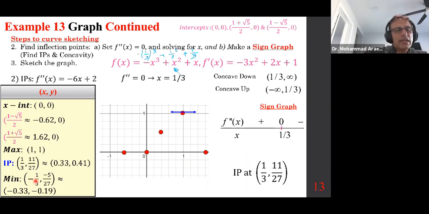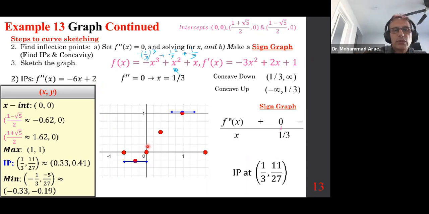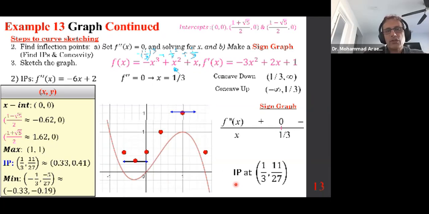Minimum occurs at negative 1/3, negative 5/27. Again, we change it to a decimal for the sake of locating it, okay? And because it's a minimum, also we have an arrow. And remember the end behavior. So we bring it down, we hit the x-intercept, we hit the minimum, and it bounces back up. We hit the next x-intercept, which happened to be a y-intercept. Goes up, hits the maximum, bounces back down, the x-intercept, and it goes down, and that's your graph.